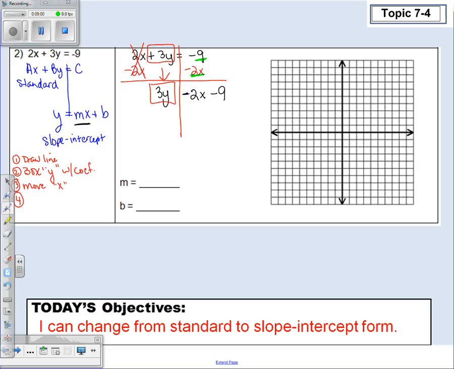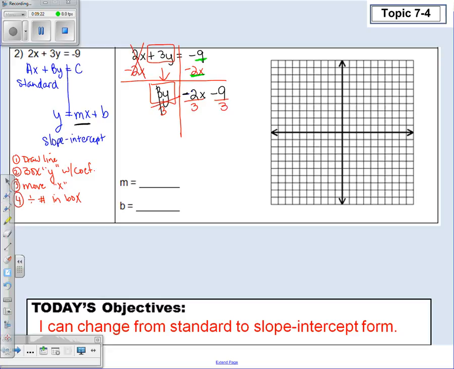Our last step is to get the y by itself, so we're going to divide by the number in the box. And when we divide by the number that's in the box, we have to divide everything by that number. We know it's division because this is 3 times y, so to get rid of the 3, we have to do the opposite of multiplication, that's division. We're going to divide by 3. Every term gets divided by 3.